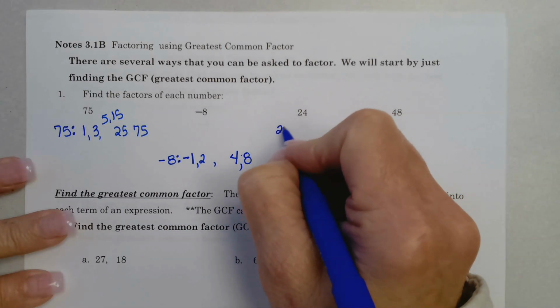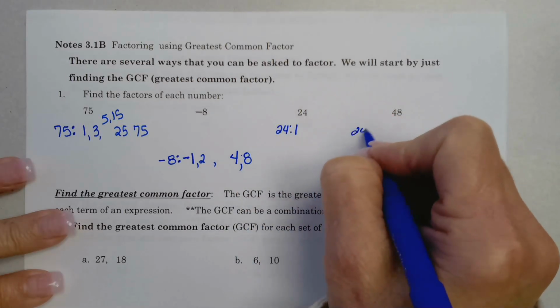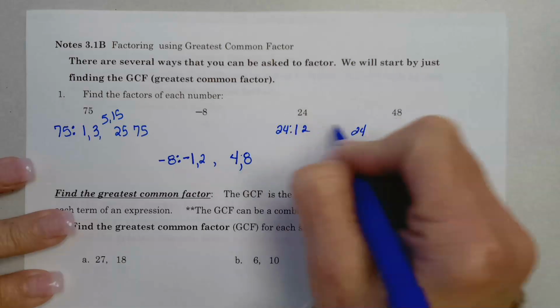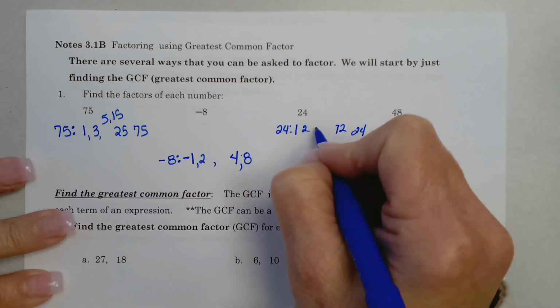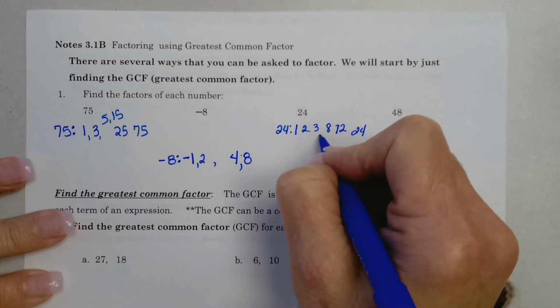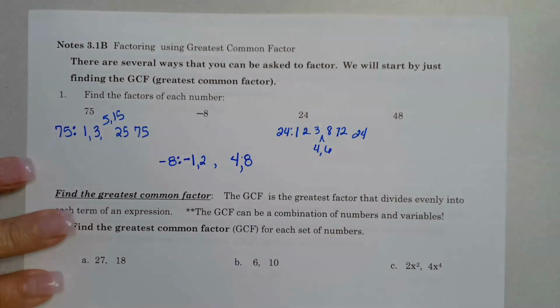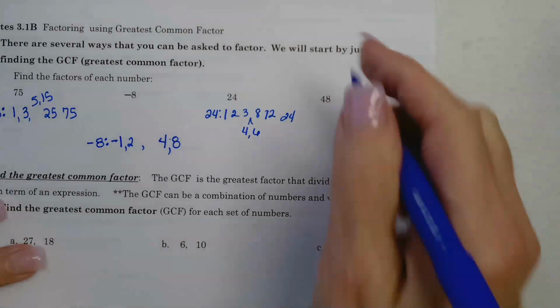24, let's see, I know I've got 1 and 24, 2 and 12, 3 and 8, and then squeezing in there I've got 4 and 6. So all of those are factors of 24.